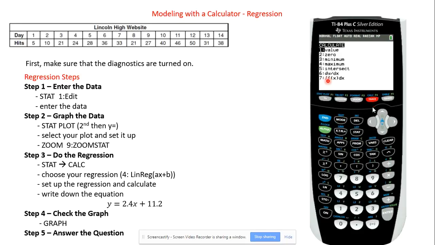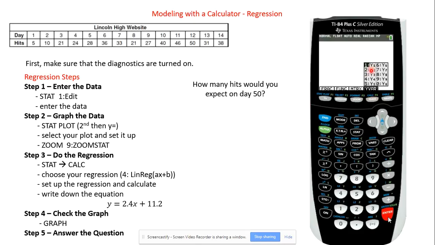I haven't asked a question yet, but how many hits would you expect on day 50? So you can type it, you can plug in 50 to your equation, or go to y1 parentheses 50. This is function notation. That's y1 of 50. It'll plug 50 in for you. Enter, and we'd expect 131.67 hits. Obviously, we're not going to get a piece of a hit, but we'd expect about 131 hits.